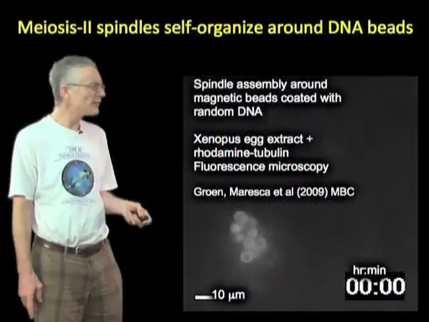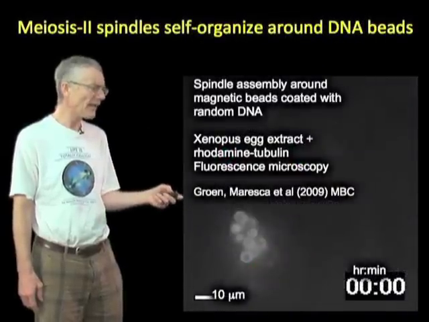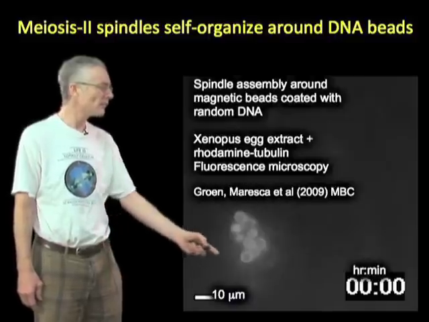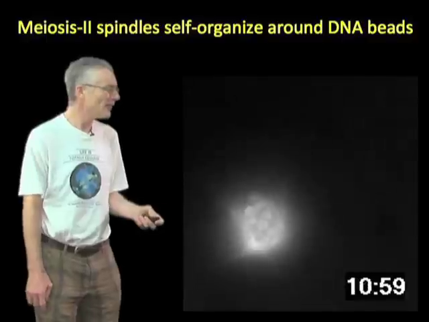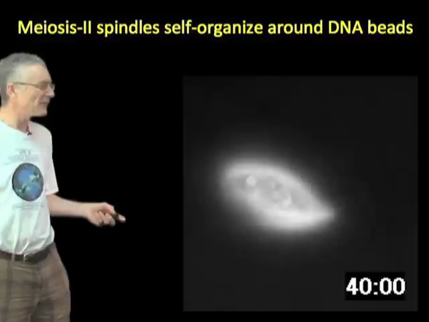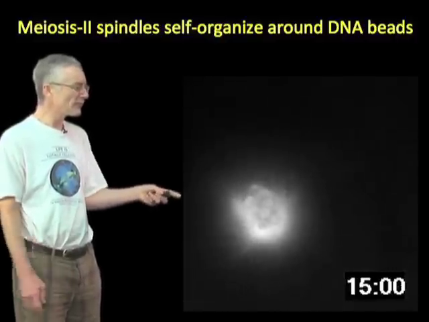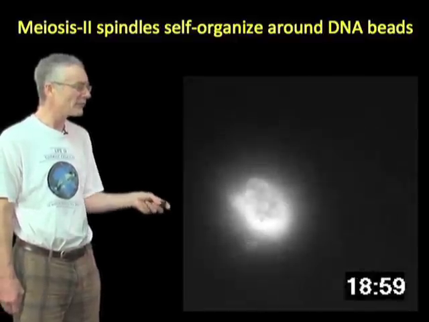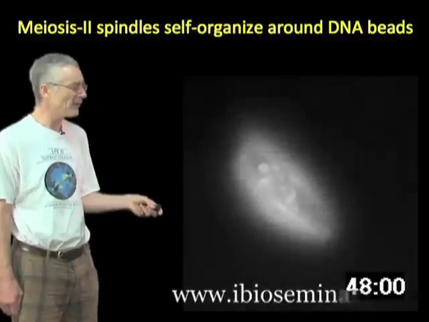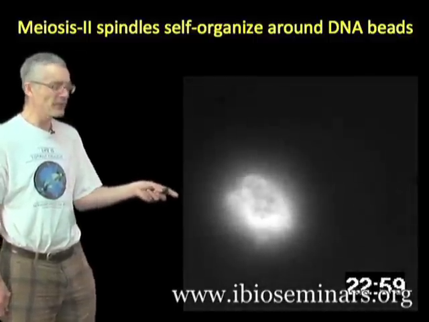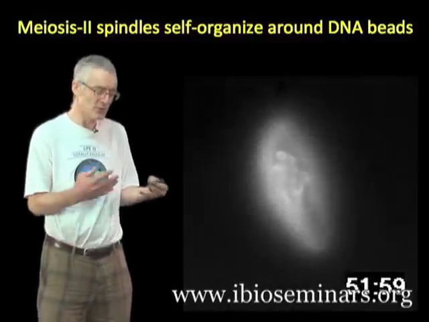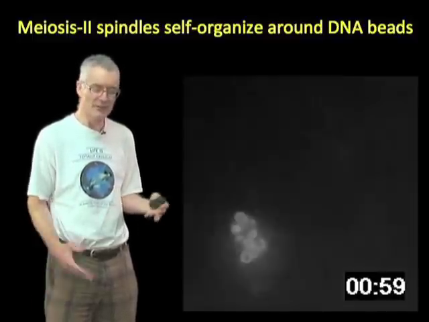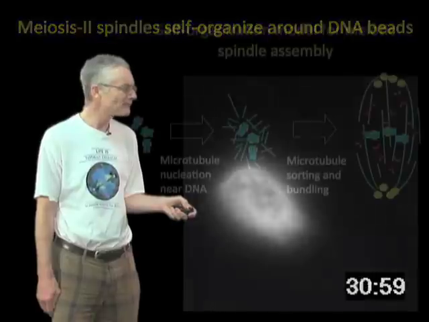I'll show you a movie of that taken here at Woods Hole by Aaron Groen and Tom Maresca in the egg extract system. These are the scale bars here, but I hope you can see that this clump of circles are the DNA beads, and you can see the microtubules first form rather randomly around the beads and then gradually organize themselves, this is hours and seconds playing out here, into this characteristic bipolar structure. Now, this kind of spindle can't actually separate the beads. Unlike chromosomes, you can't split them in two and separate them, but we believe the actual assembly process uses all the same factors and is in many ways similar.